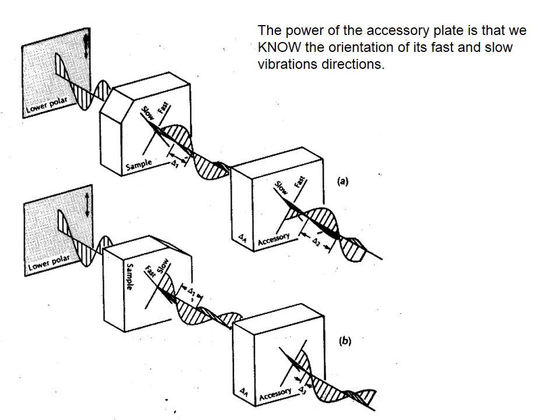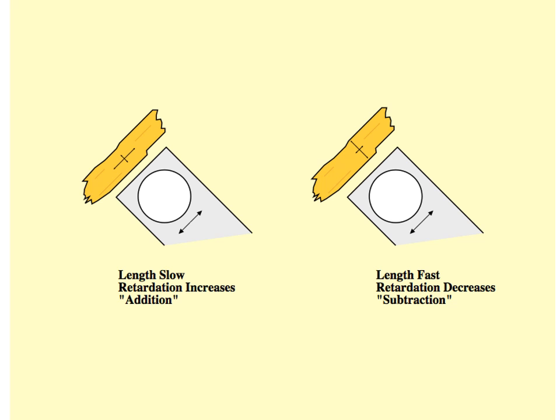So this only works because we know the rotation of the accessory plate, but that makes it very powerful for identifying fast and slow rays in a crystal of interest on our microscope stage. So how do we actually do this?